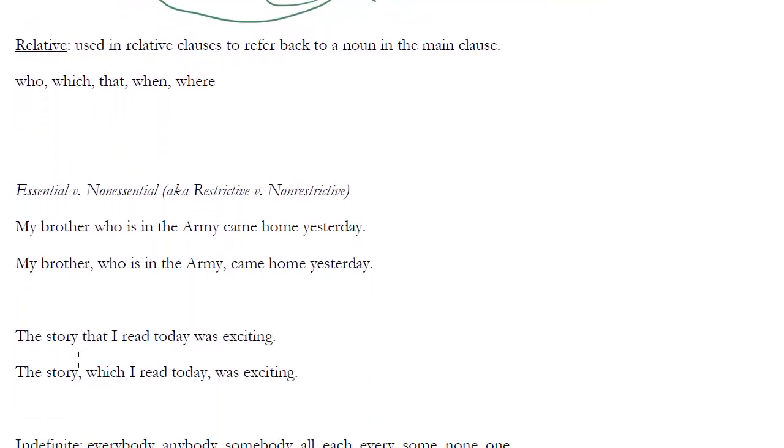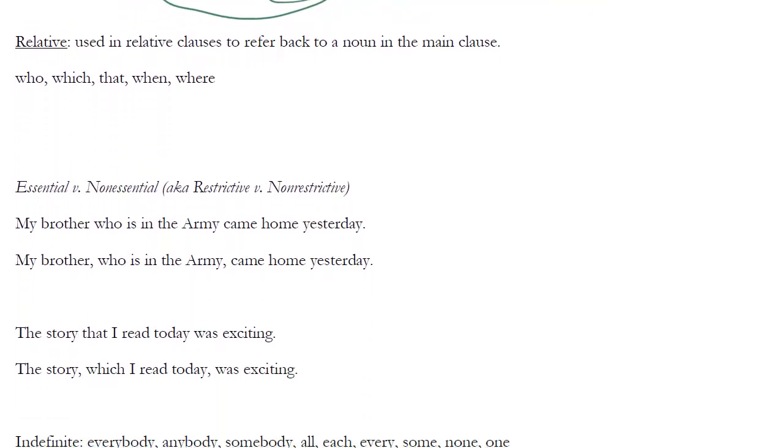Relative pronouns, another really important class. These are used in relative clauses, which we'll talk about in a second, to refer back to a noun in the main clause. So your relative pronouns are who, which, that, when, and where. Now, who you generally use to refer to people. Which and that you use to refer to things or sometimes animals, depending on the context. When can only be used to refer to times. And where can only be used to refer to places. So, those are your pronouns.